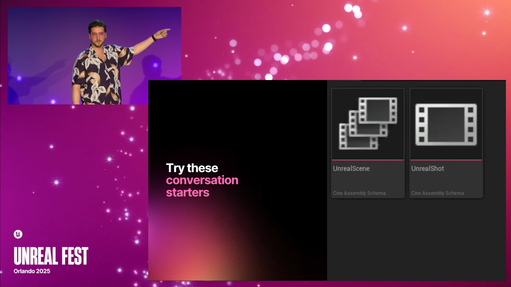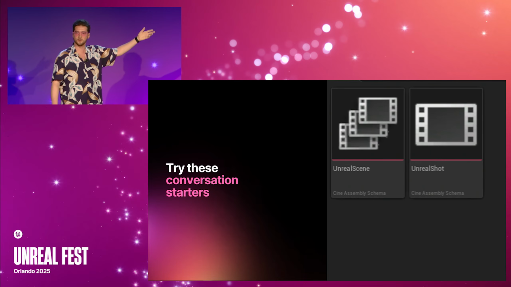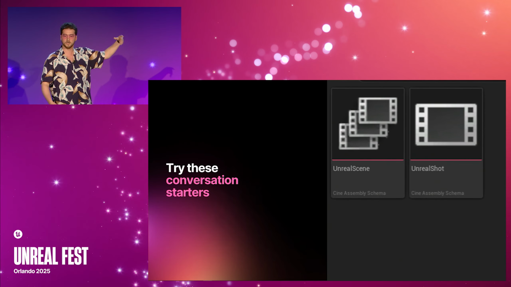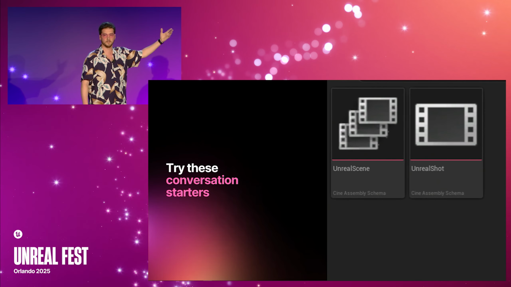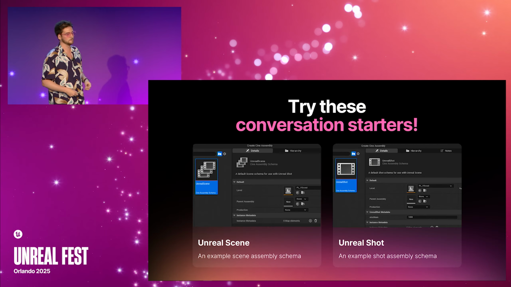Try these conversation starters. If you don't want to build out your own schemas and you don't want to build out your own pipeline, or you want to have some place to start, the Unreal Scene and Unreal Shot are available right now in 5.6. And over time, we'll be adding some more. Looking forward to 5.7, there'll be a take one, for example, that works nicely with Take Recorder to help you get some good pipeline stuff going on there. Here's an overview of what they look like, but you saw them from Jeff.